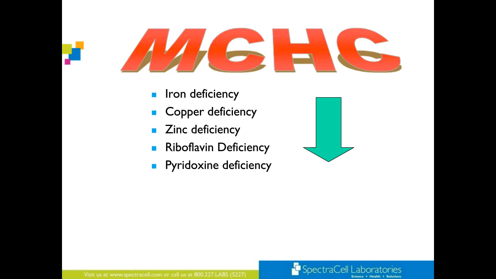So if you are using a CBC and, once again, a comprehensive metabolic panel on your patients on an annual basis for their annual physical, and you see some findings like these, this may or should stimulate you to order additional tests to see what other abnormal functions are being shown in this particular patient.